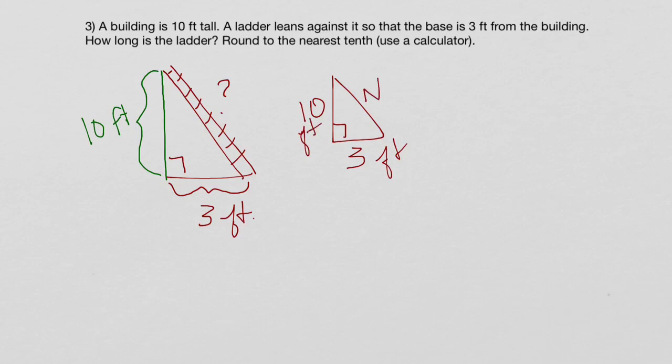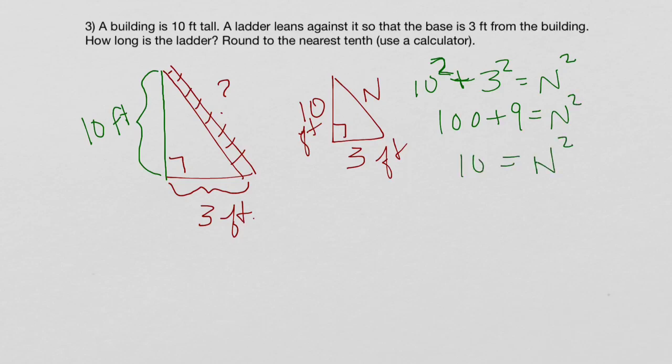So we're going to use the Pythagorean Theorem here. We're going to say 10 squared plus 3 squared equals n squared. So we have 100 plus 9 equals n squared. So we have n squared equals 109.